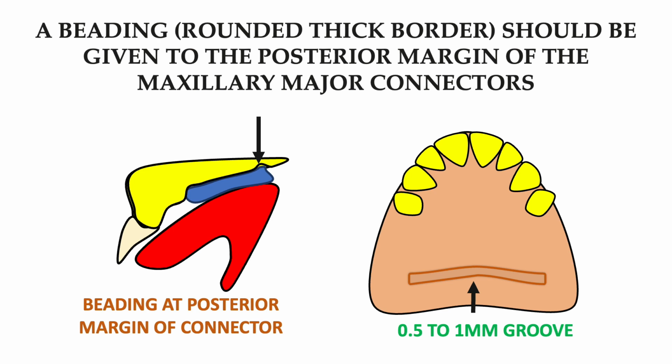Okay, why do we create beading in the maxilla, not in the mandible? To obtain better adaptation and to prevent the entry of food particles under the major connector, we give grooving or beading in the maxillary cast with the help of a spoon excavator.